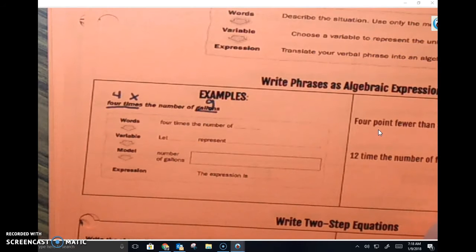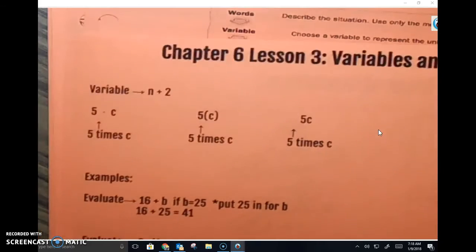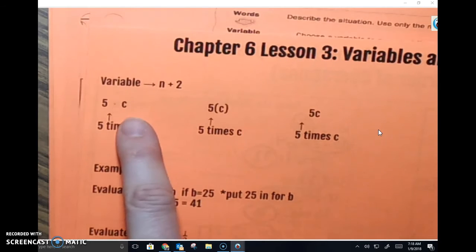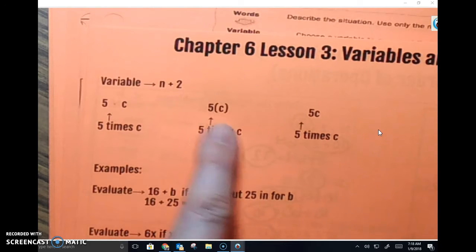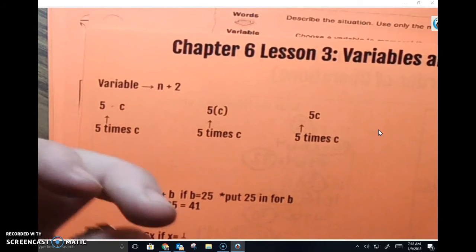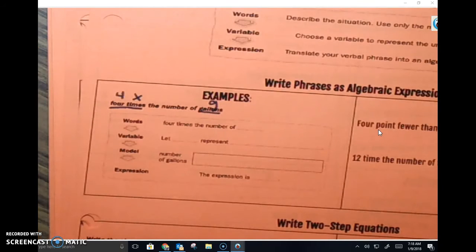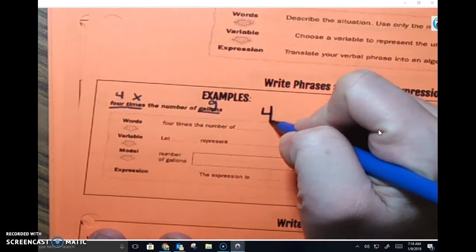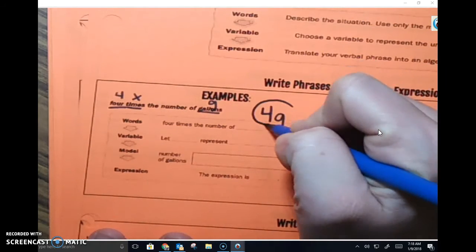in an algebraic expression. Remember from the previous lesson, in Lesson 3, we learned that there are 3 different ways to write multiplication: with a dot, with parentheses, and then if it's a number and a variable, you can put them together. So when we're writing algebraic expressions, if it's a number and a letter and it's multiplication, we're just going to put them straight together. So 4 times G, our algebraic expression is 4G.